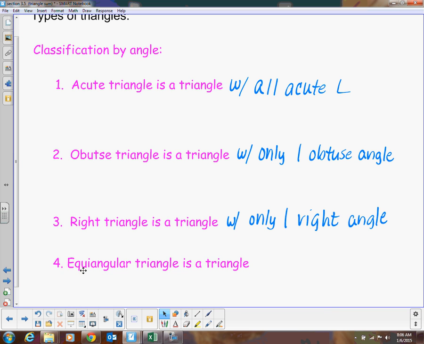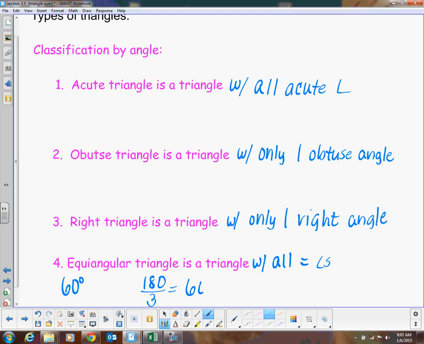What do you think equiangular? What 2 words do you almost see there? Equal angles. So this is a triangle with all equal angles. Brian said 60 degrees. Now, where did he get 60 degrees from? Okay, you know all angles add to 180. There's 3 angles in a triangle, so each angle is indeed 60 degrees. Isosceles. And an equiangular triangle.